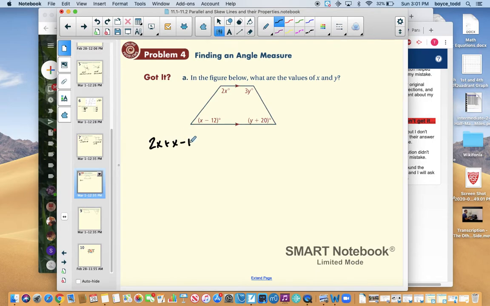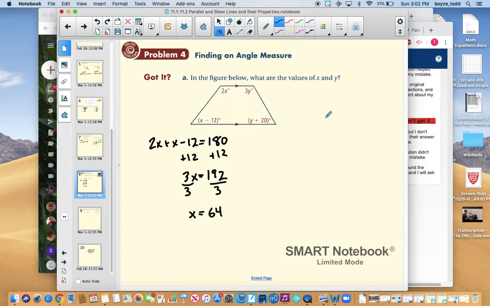Okay, so I have 2x plus x minus 12 equals 180. So this is pretty easy. We've done this before, so it shouldn't be bad. So 2x plus x is equal to 3x, and then we add 12, which is going to give us 192. All right, and once we do this, our final step is to divide by 3, and x will equal 64, I believe. Let me double check. Yes, x is equal to 64 here.